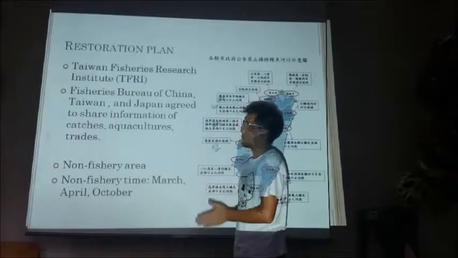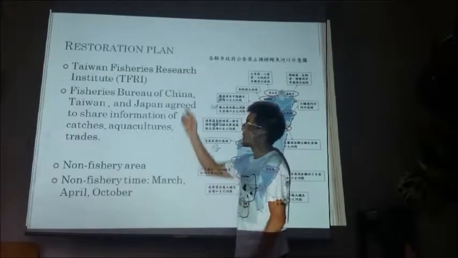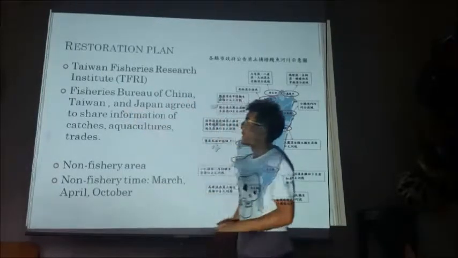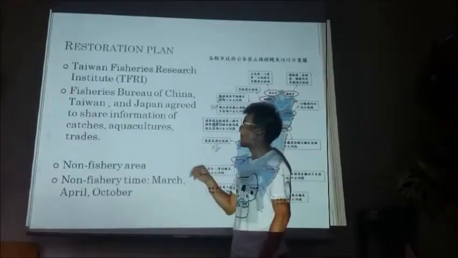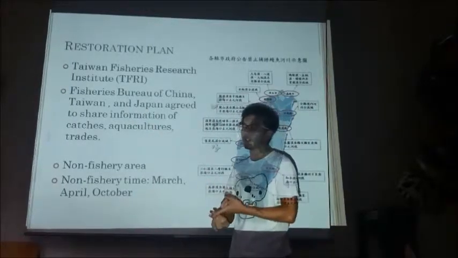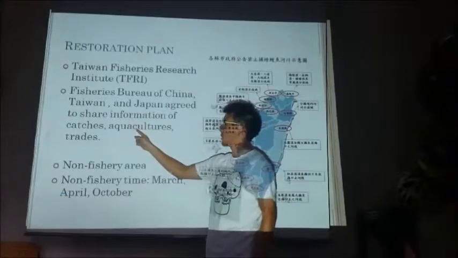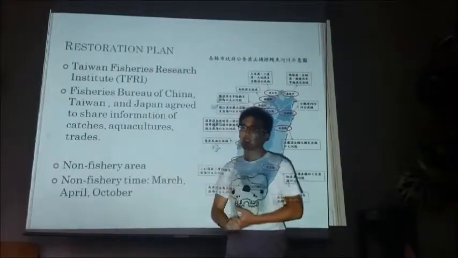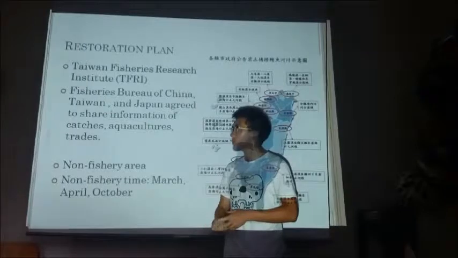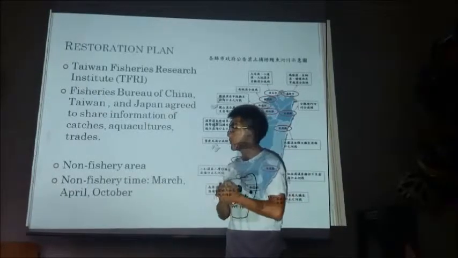And Taiwan is cooperating with China and Japan. The three fishery bureaus of these three countries agreed to share the information on catches, aquaculture, and trades, all the amounts, and we'll have a complete report every year.